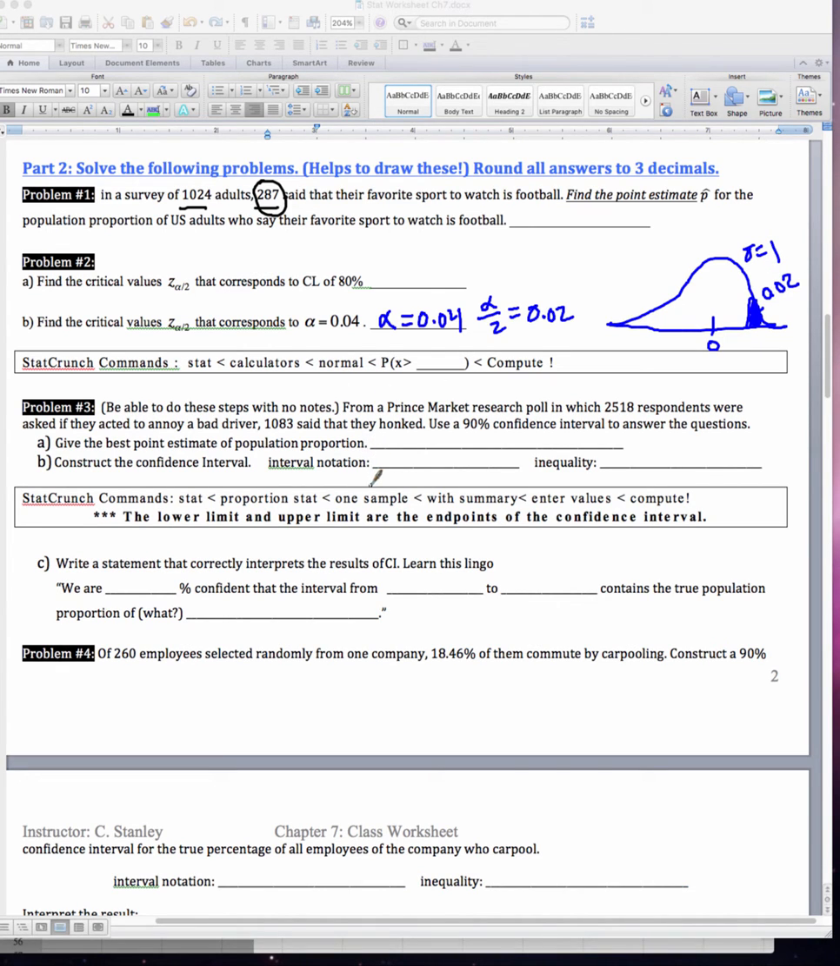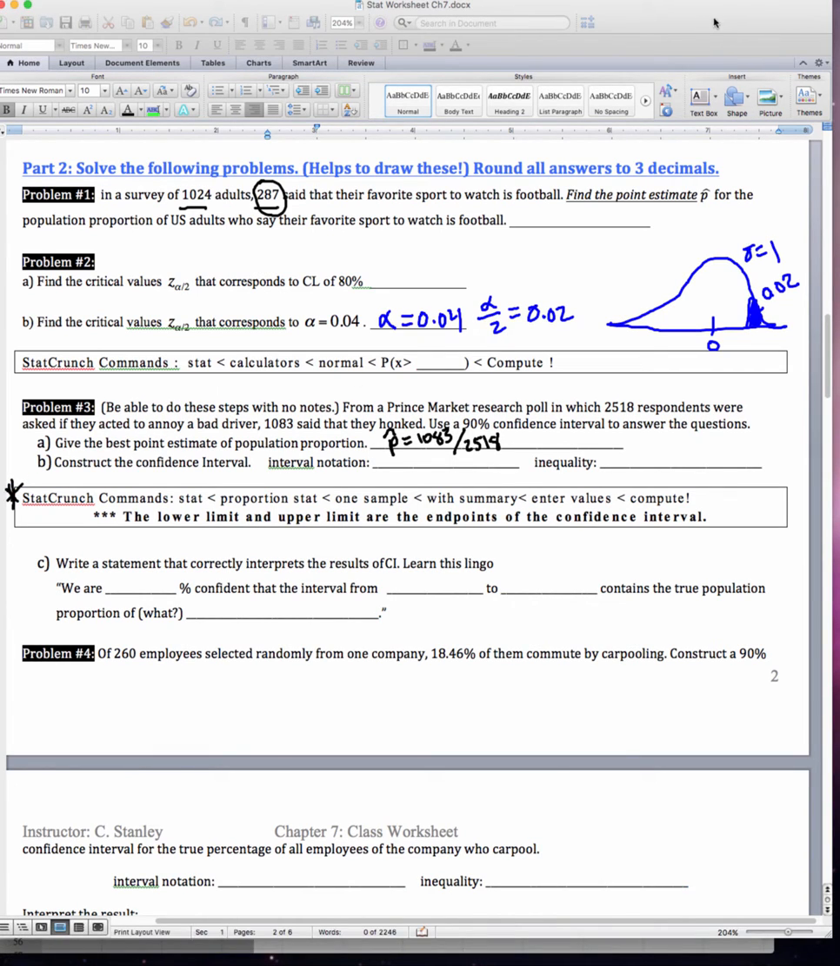Okay, from a Princeton market research poll in which that many respondents, okay, so the best point estimate is going to be how many honked. This is p hat. How many honked divided by how many they asked. Okay, use a 95% confidence interval to answer these questions. So this is how you do it right here. I'm just going to follow these instructions.